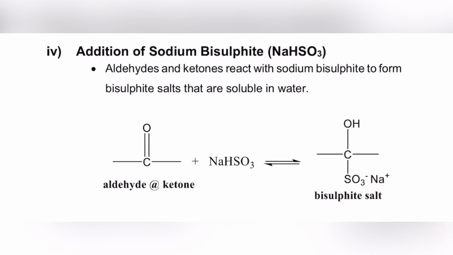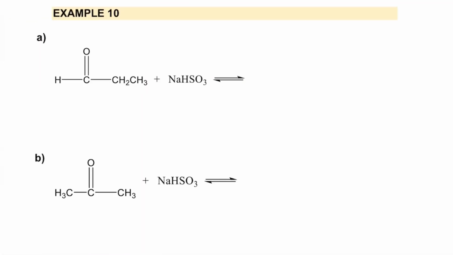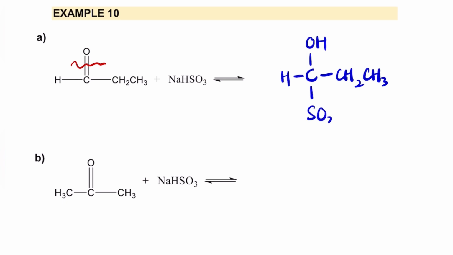And as usual, when you split the bond between carbon and oxygen, you will form a hydroxyl group attached to the same carbon. So let's try example 10. What I have here is this aldehyde. I'm going to split the bond here, and then form my product, the bisulfite salt. Let's start with the carbon bonded to OH, and then it has H, and then you got CH2, CH3 at the right side, and at the bottom you are going to put SO3 minus Na plus. Make sure the bond is bonded to sulfur. So you got your bisulfite salt.